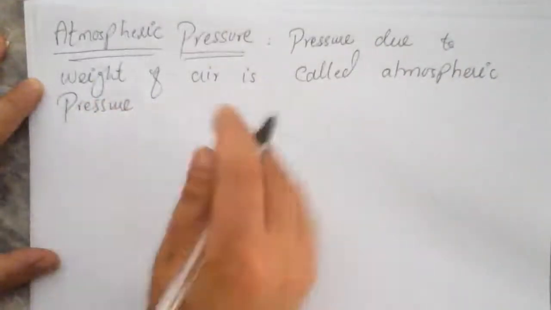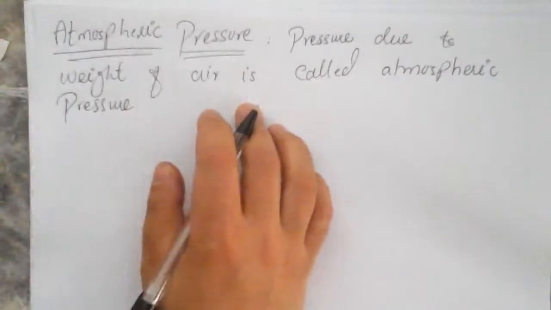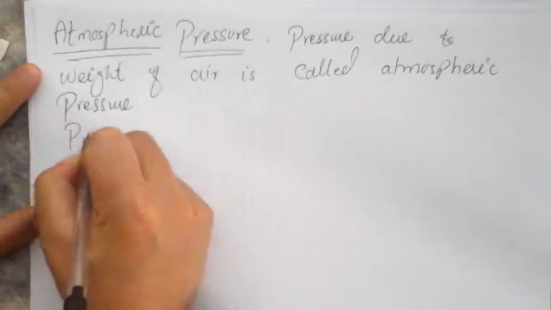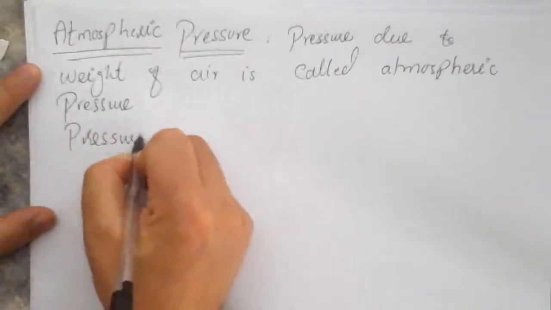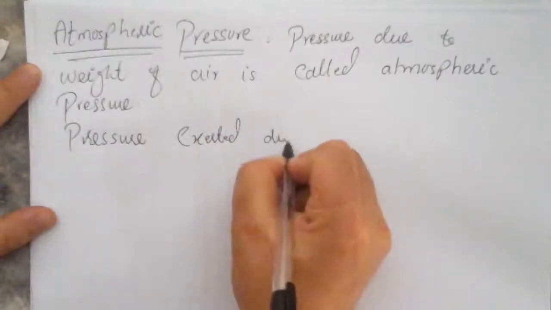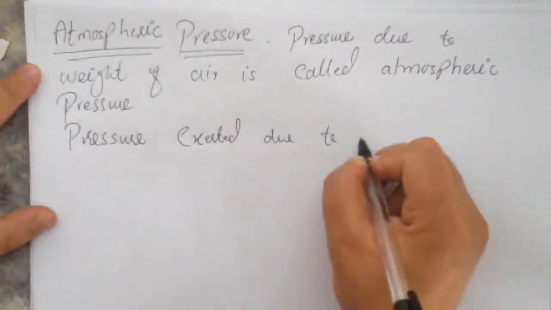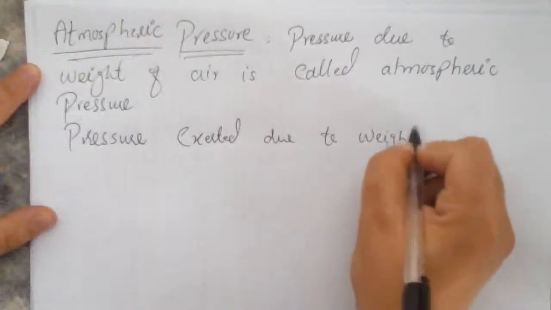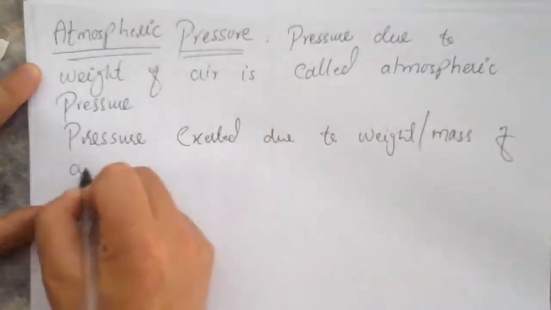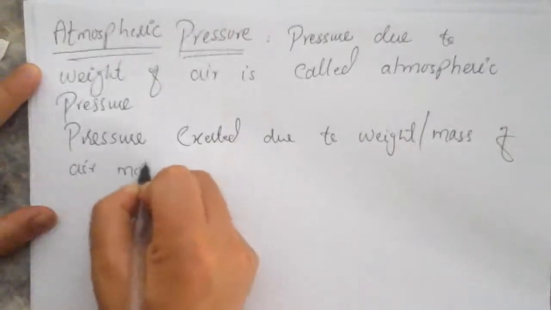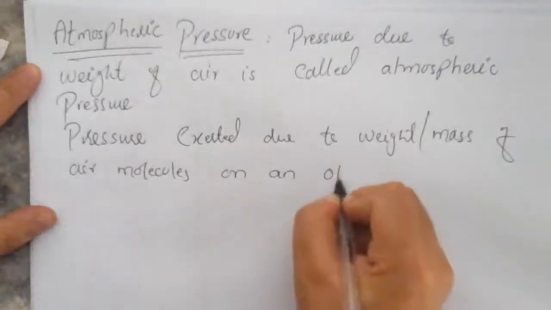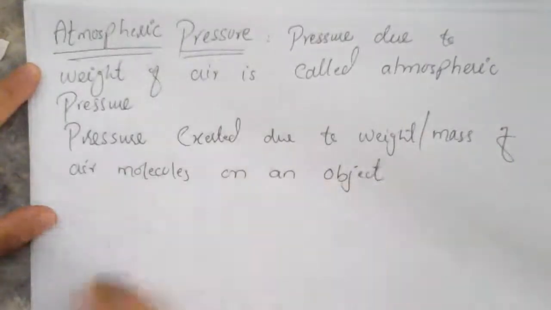Or in simple words, we can say that it is the pressure exerted due to the weight or mass of gaseous air molecules on an object. This is called atmospheric pressure.